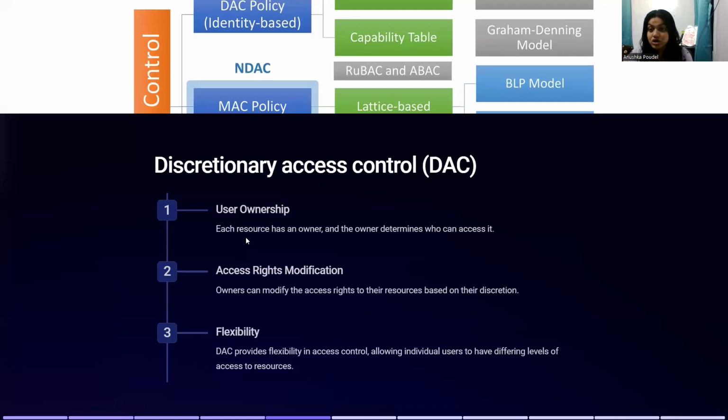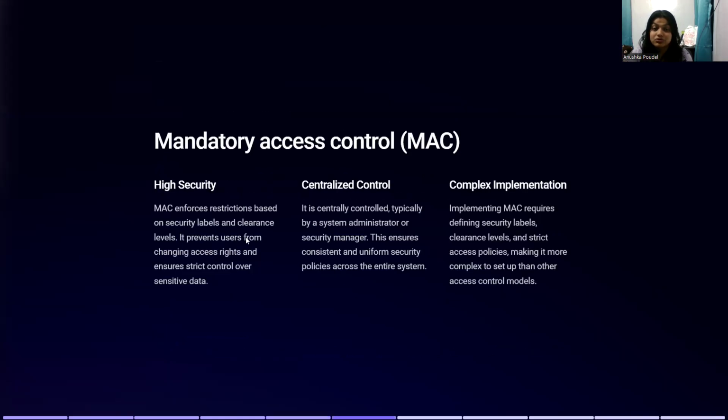Discretionary access control. Let's look into the details of it. User ownership. Each resource has an owner, and the owner determines who can access it. So the resources here are the processes or programs, and the owners are we as users who can have access. Access rights modification. The owner can modify the access rights to the resource based on their discretion. Flexibility. DAC provides flexibility in access control, allowing individual users to have different levels of access.